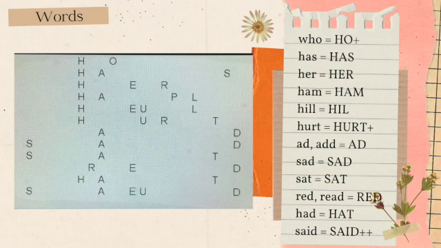So who, initial H, vowel O; has, initial H, vowel A, final S; her, initial H, vowel E, final R; ham, initial H, vowel A, final M; hill, initial H, vowel I, final L; hurt, initial H, vowel U, final RT; add, for the two words AD and ADD, that's vowel A and final D; sad, initial S, vowel A, final D; sat, initial S, vowel A, final T; red, color and past tense of read, initial R, vowel E, final D; hat, initial H, vowel A, final T; and then said. So that's initial S, long A, final D.